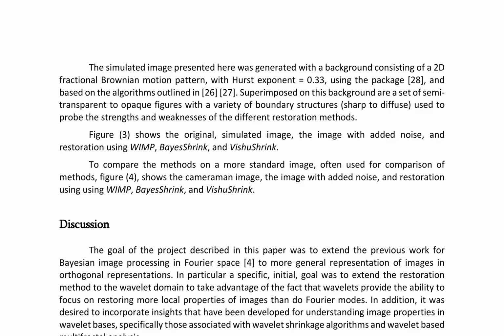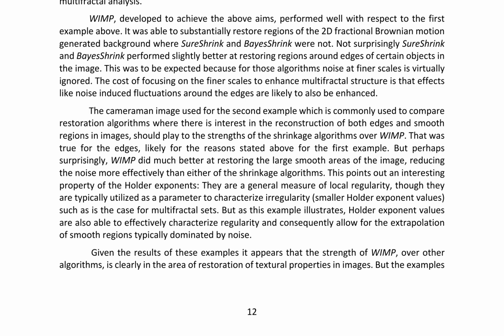Performance comparisons with Bayes' shrink and Vicious shrink demonstrate WIMP's strength in restoring textural properties in images, effectively characterizing irregularity and regularity. WIMP outperforms shrinkage algorithms in edge and smooth area restoration, reducing noise and extrapolating smooth regions. The results suggest that WIMP's ability to incorporate insights from wavelet shrinkage algorithms and wavelet-based multifractal analysis makes it a promising tool for image restoration tasks.